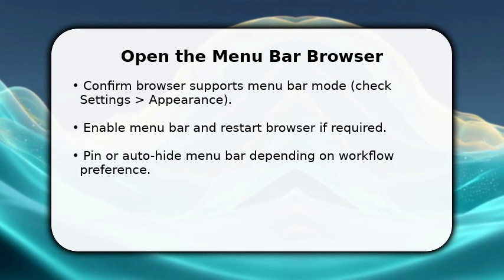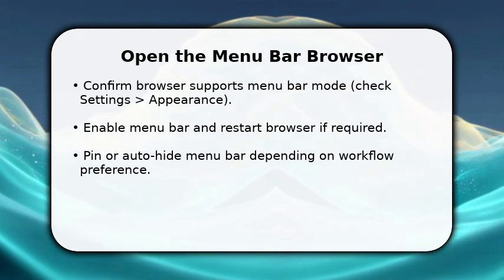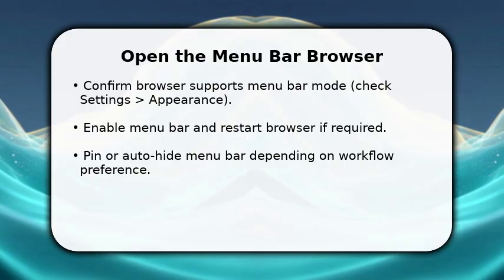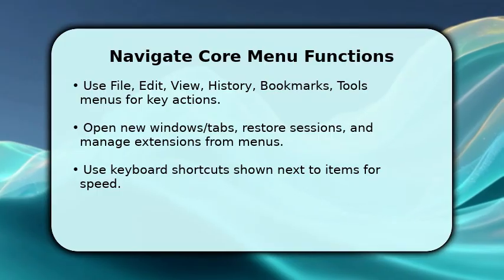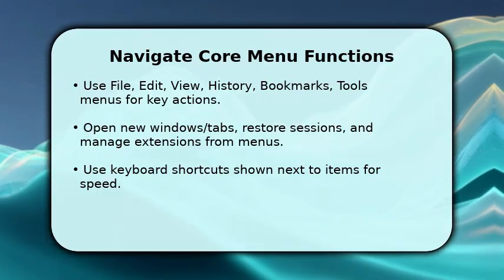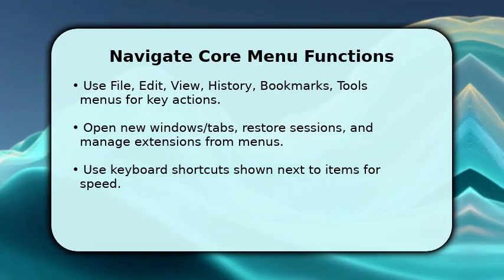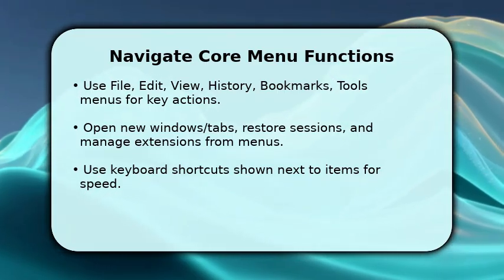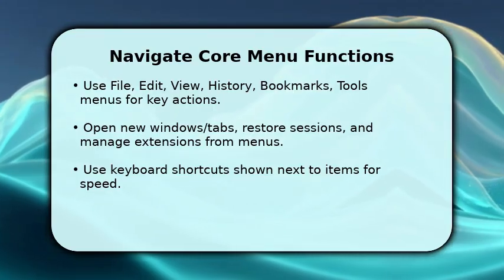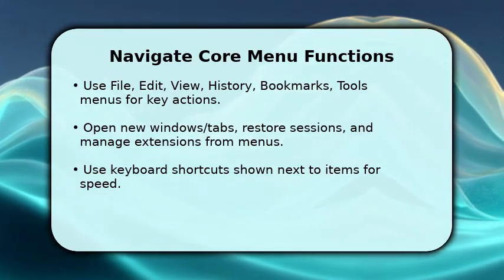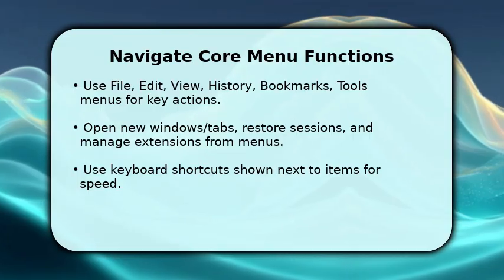You move through the core menus. File opens new windows and saves sessions, Edit handles find and replace, and View controls toolbars and zoom. Once done, use History to restore recent tabs and bookmarks to organize quick access pages. Tools or Extensions manages add-ons and settings. Make sure to watch the keyboard shortcuts listed beside menu items. Learning those reduces clicks and keeps you efficient.